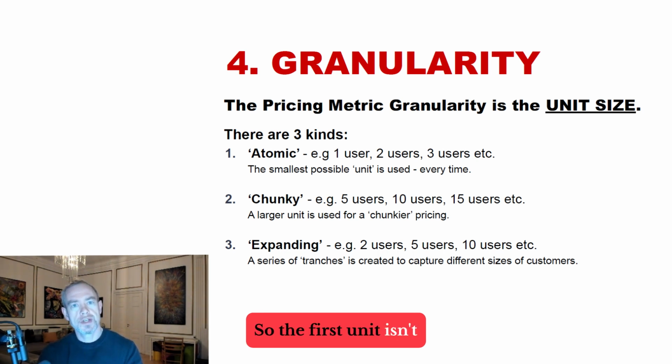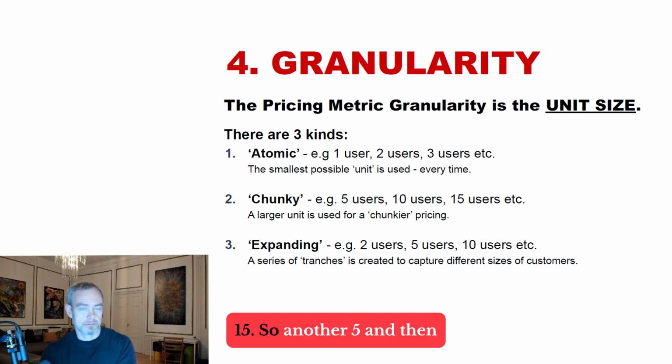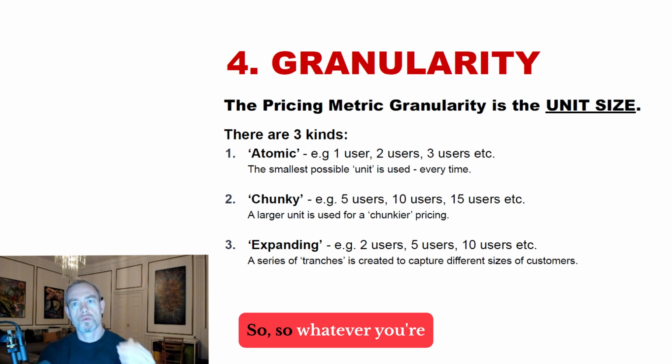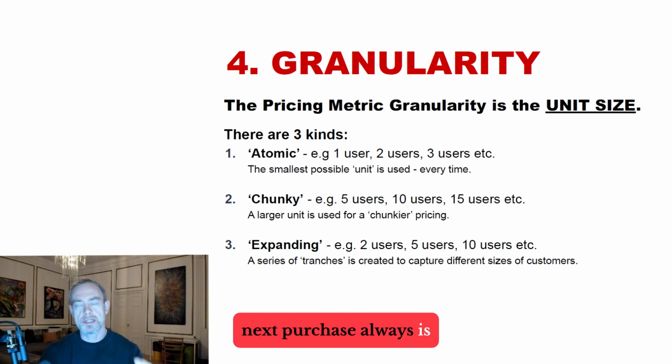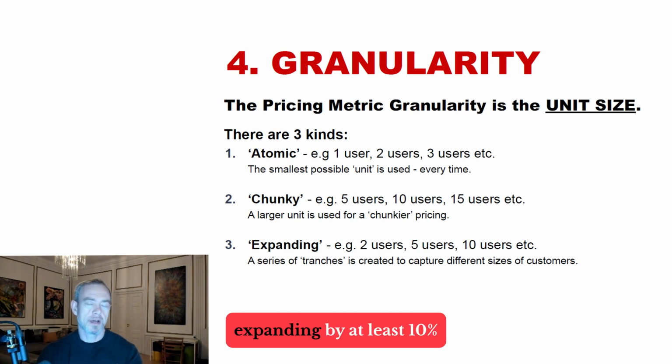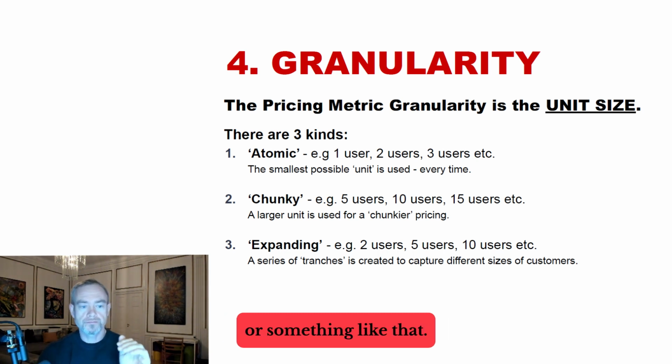So the first unit isn't the same as the second unit, isn't the same as the third unit, and so forth. It doesn't have to be. For users, that might be something like 2, 5, 10. First I buy 2, then I buy 3 more, then I buy 5 more. And then it might be 15, so another 5, and then 25, so 10 more, and so forth. Whatever you're doing, you say the next purchase is always of a reasonable size compared to the full previous purchase. So you just, let's say, always expand by at least 10%, something like that.